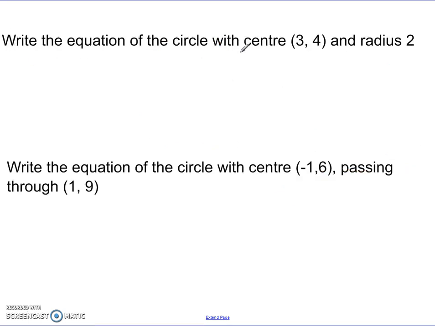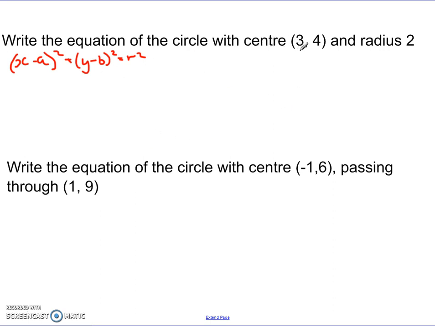Write down the equation of the circle with centre 3, 4 and a radius of 2. Now remember, it's (x minus a) squared plus (y minus b) squared equals r squared. That's the equation of our circle. We need to figure out what the a, the b and the r is.